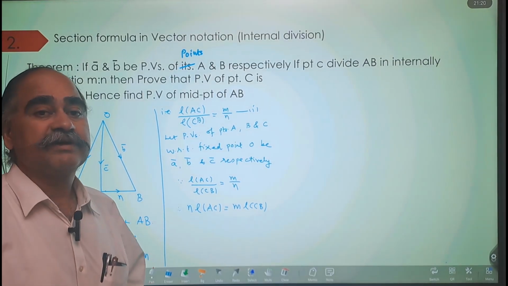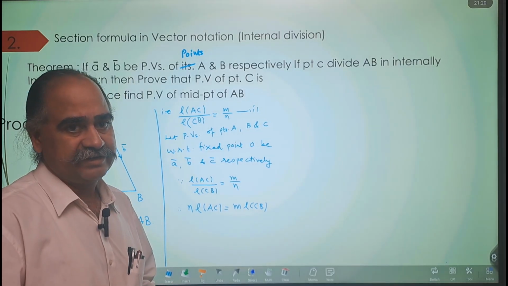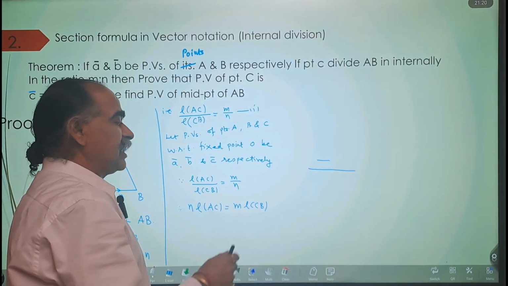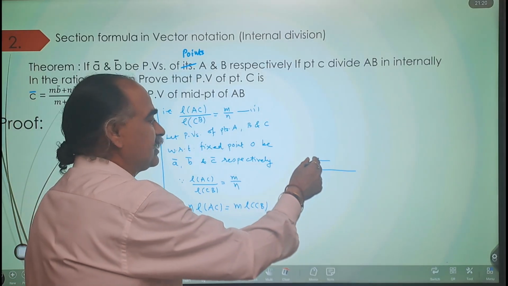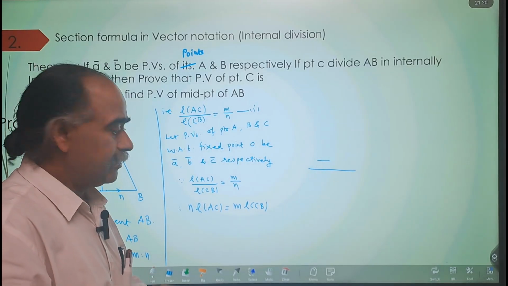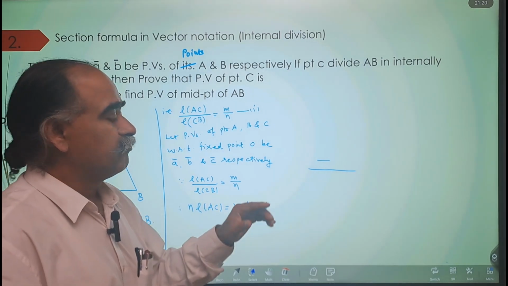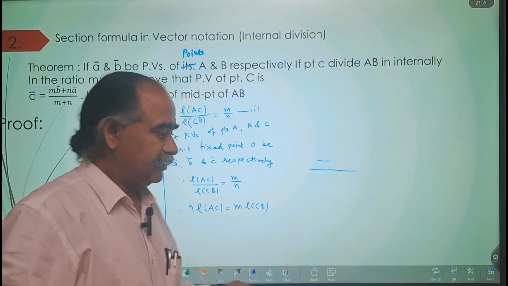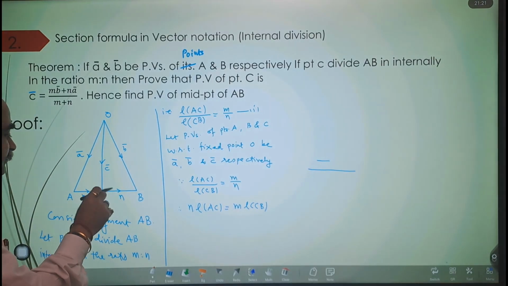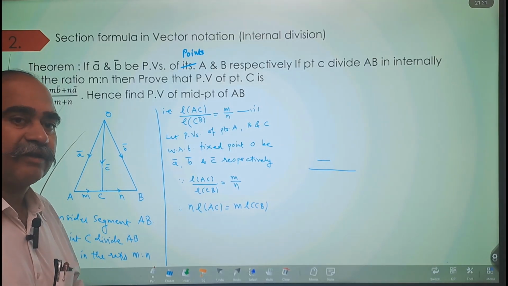See, length AC is one segment and CB is another segment. This is AC, this is CB. When n is multiplied to length AC, it is another segment whose length is n times length AC. And m times CB is the length of another segment. So the magnitudes of the two segments are equal. Direction of AC and CB are same. So directions of the two new segments will also be same.